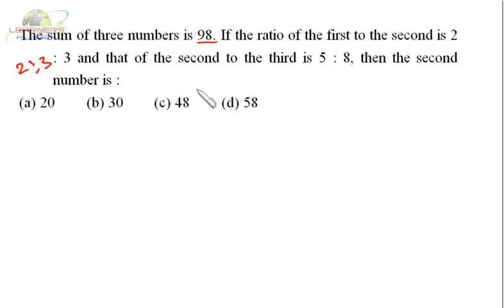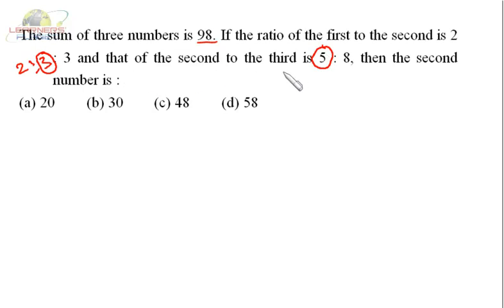We have to find out the second number. The ratio of first to second is 2 is to 3. That means the second number must be a multiple of 3. And the ratio of second to third is 5 is to 8. That means the second number should be a multiple of 5 as well. So the second number should be a multiple of 3 and 5 both.